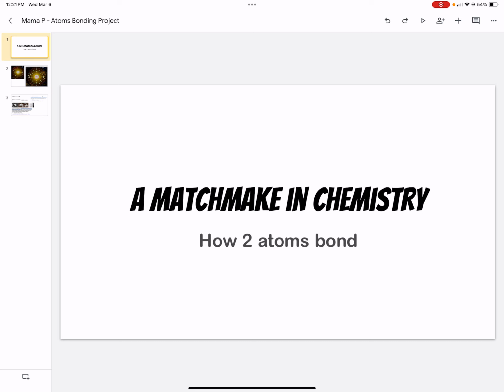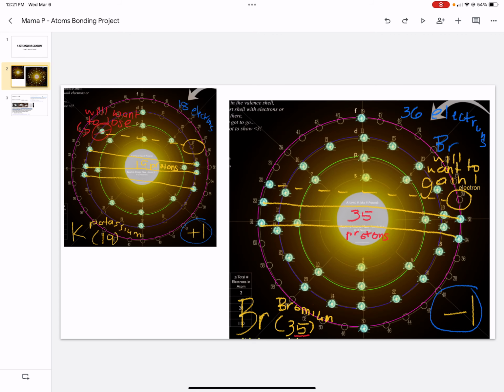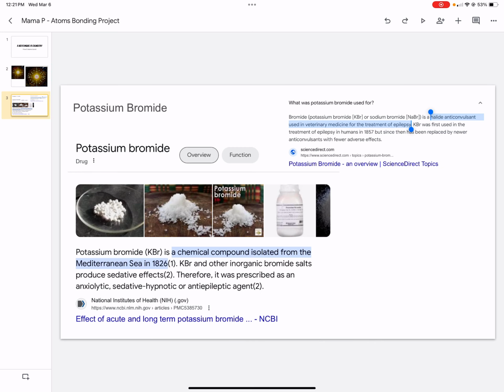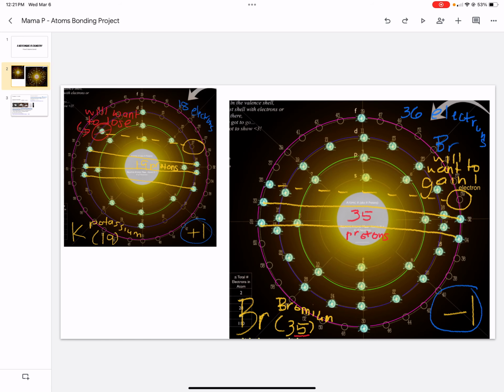So your first slide is going to have your title page. I put a matchmaking chemistry, how two atoms bond. My second one is going to have my notes on the electron configuration chart, so I can understand, okay, potassium wants to lose this electron, bromium wants to gain this electron, and that's how you have potassium bromide. And that's it, my friends. That's your project. So I'm really excited to see how you worked out your electron configuration chart so that it makes sense. Okay, and we'll go over this next class.